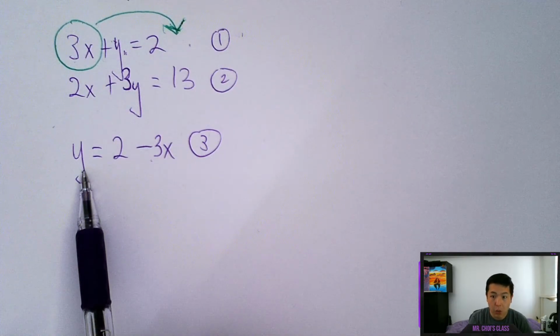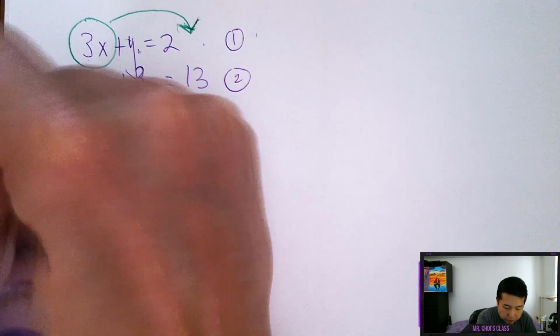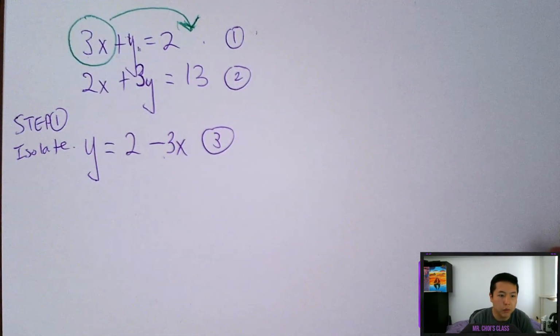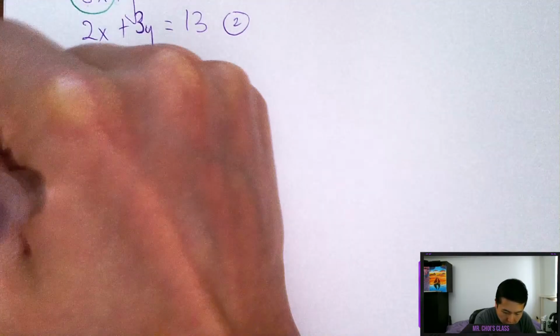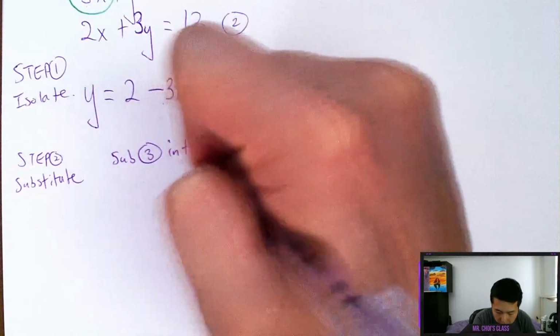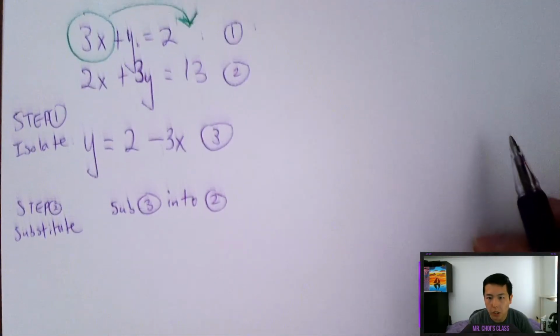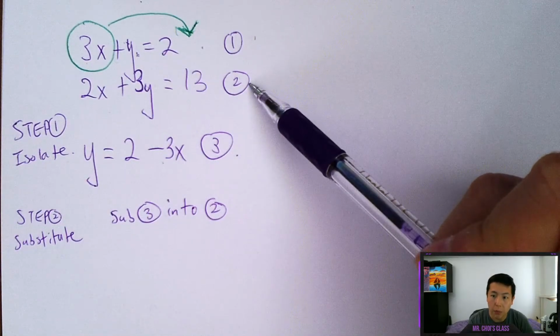The second step was to substitute. So this was step 1. Step 1, isolate. I'll write it out for you as we review going through. So step 1 is to isolate: y equals 2 minus 3x. Step 2 is to substitute. This is our substitution step. So we are going to sub equation 3 into equation 2. Looking back up here, since we have equation 3 that's isolated, we are plugging it into equation 2 that we haven't touched yet.